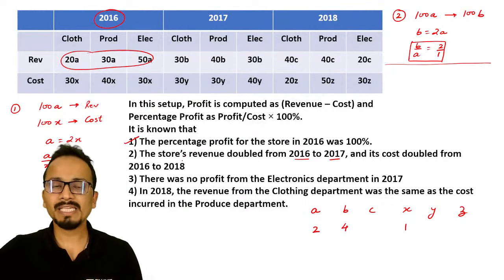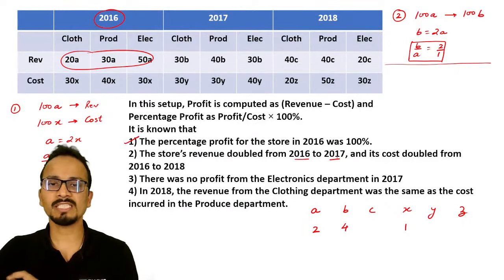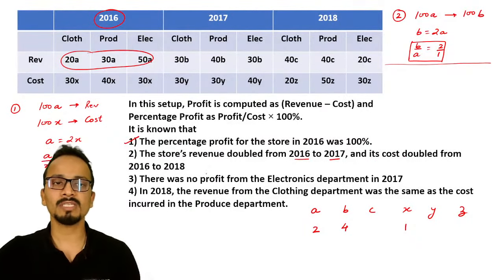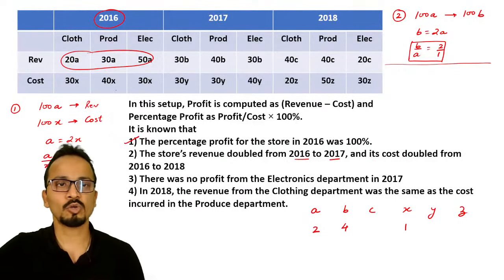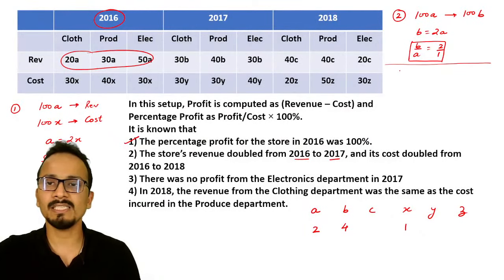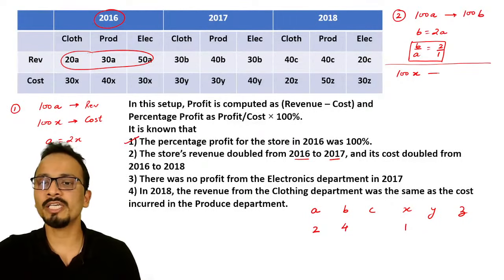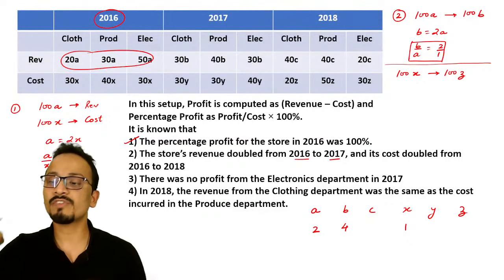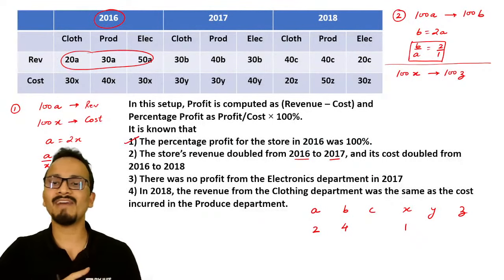Now let's complete statement number 2. Store's revenue doubled from 2016 to 2017 and its cost doubled from 16 to 18. So cost in 2016 was 100x and the cost in 2018 will be 100z.